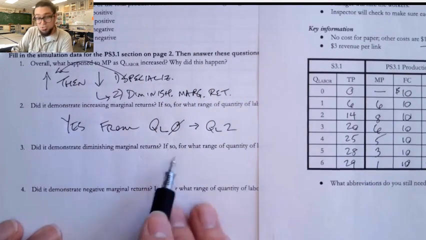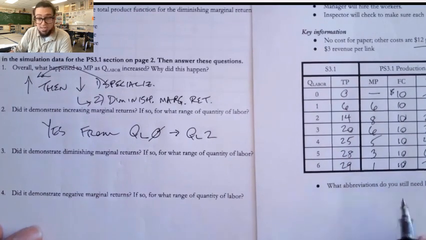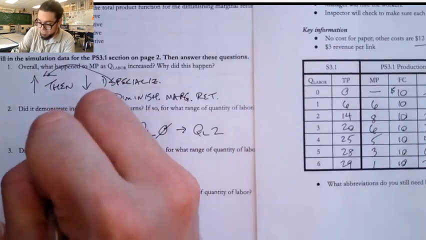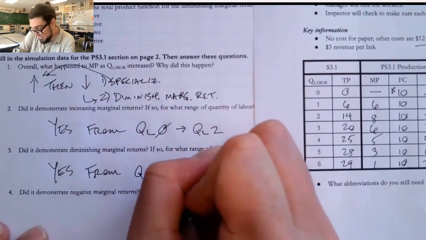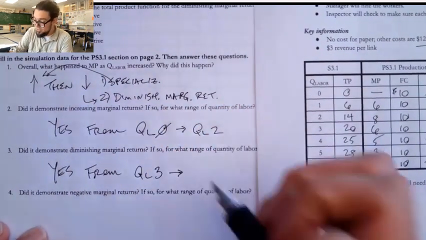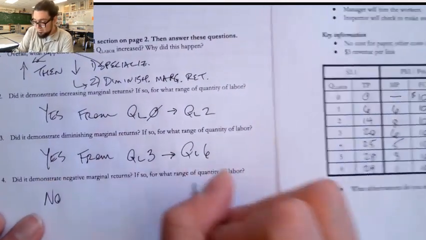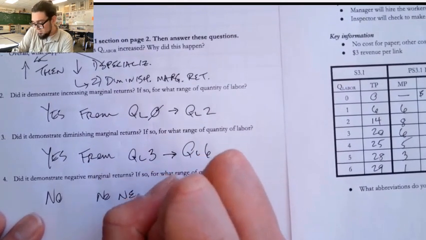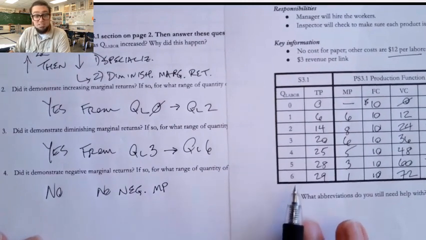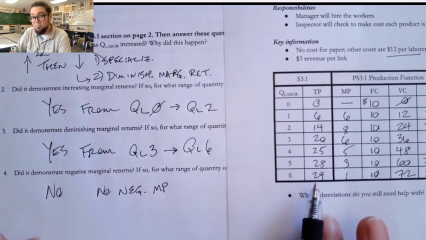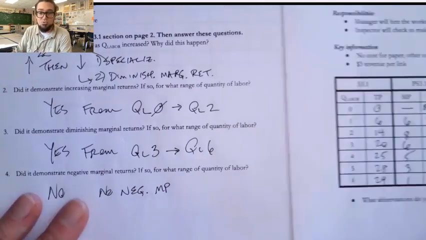Did it demonstrate diminishing marginal returns? Yes, it did. It went from 8 to 6 to 5 to 3 to 1. And so we'd say actually from quantity of labor 3 all the way down to QL6. And we aren't going to have any negative, because no negative marginal product. But you very well might. Like if we had the sixth worker, maybe this was a -1 and that had been a 27 instead of a 29, we would say, well, with the sixth worker, there was negative marginal returns.